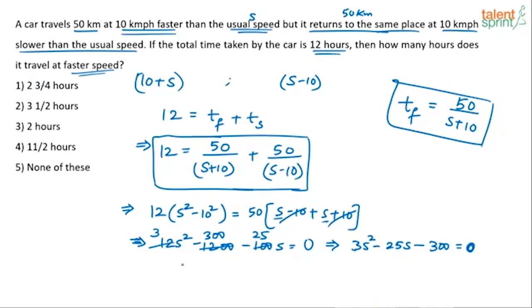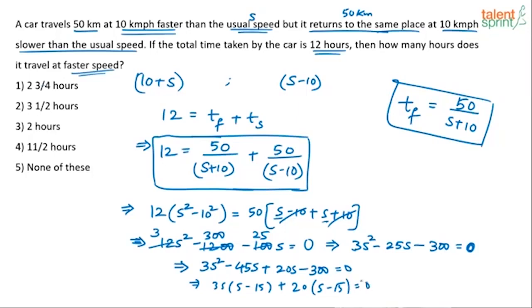The next step will be what? 3S squared minus 45S plus 20S minus 300 equals 0. So if I take 3S common, S minus 15 plus 20 common, S minus 15. I know S cannot be minus 20 by 3. So S is equal to 15. That's it. I'm not writing the next step. The next step will be (3S plus 20) into (S minus 15) equals 0.